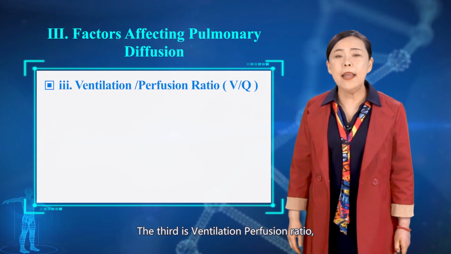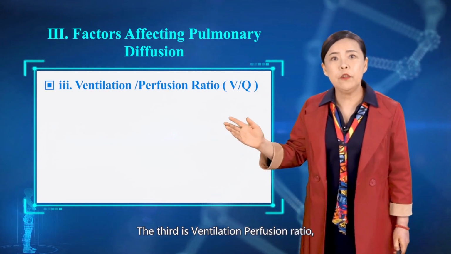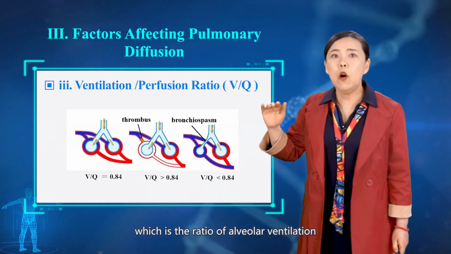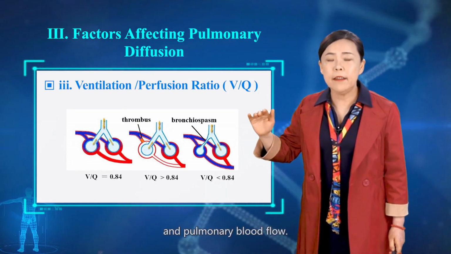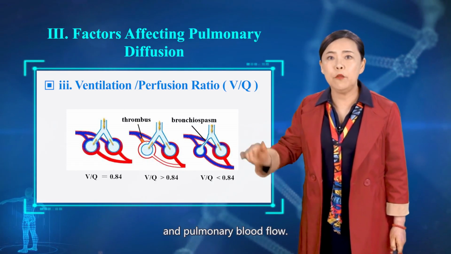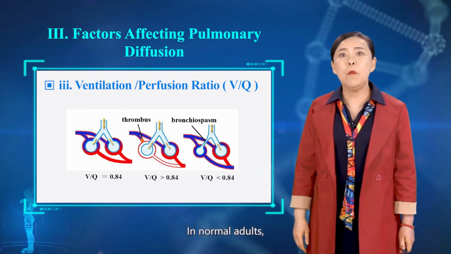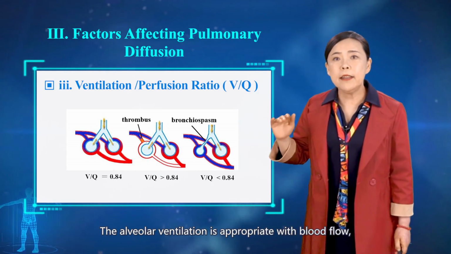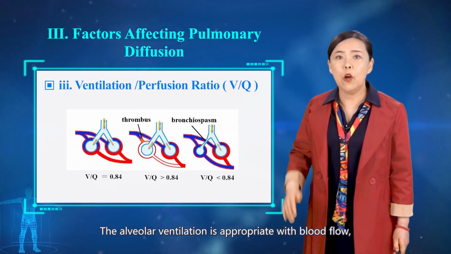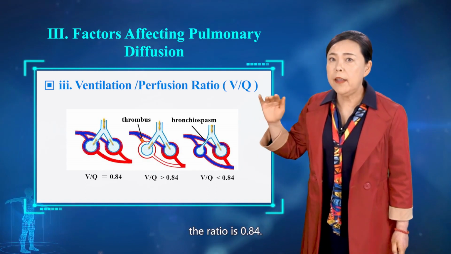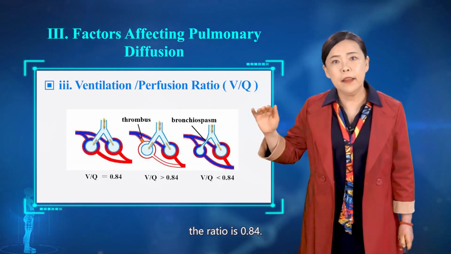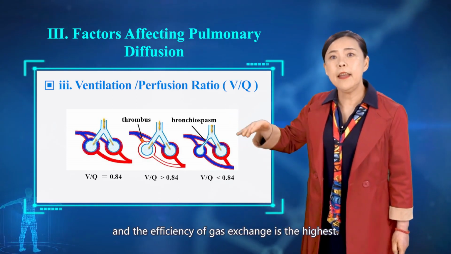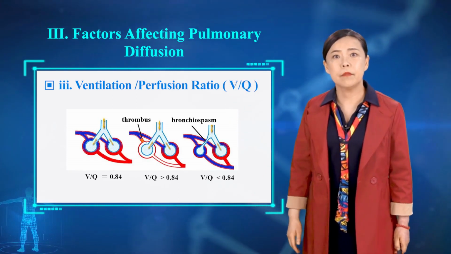The third is the ventilation-perfusion ratio, which is the ratio of alveolar ventilation to pulmonary blood flow. In normal adults, the alveolar ventilation is matched with blood flow. The ratio is 0.84, and the efficiency of gas exchange is the highest.